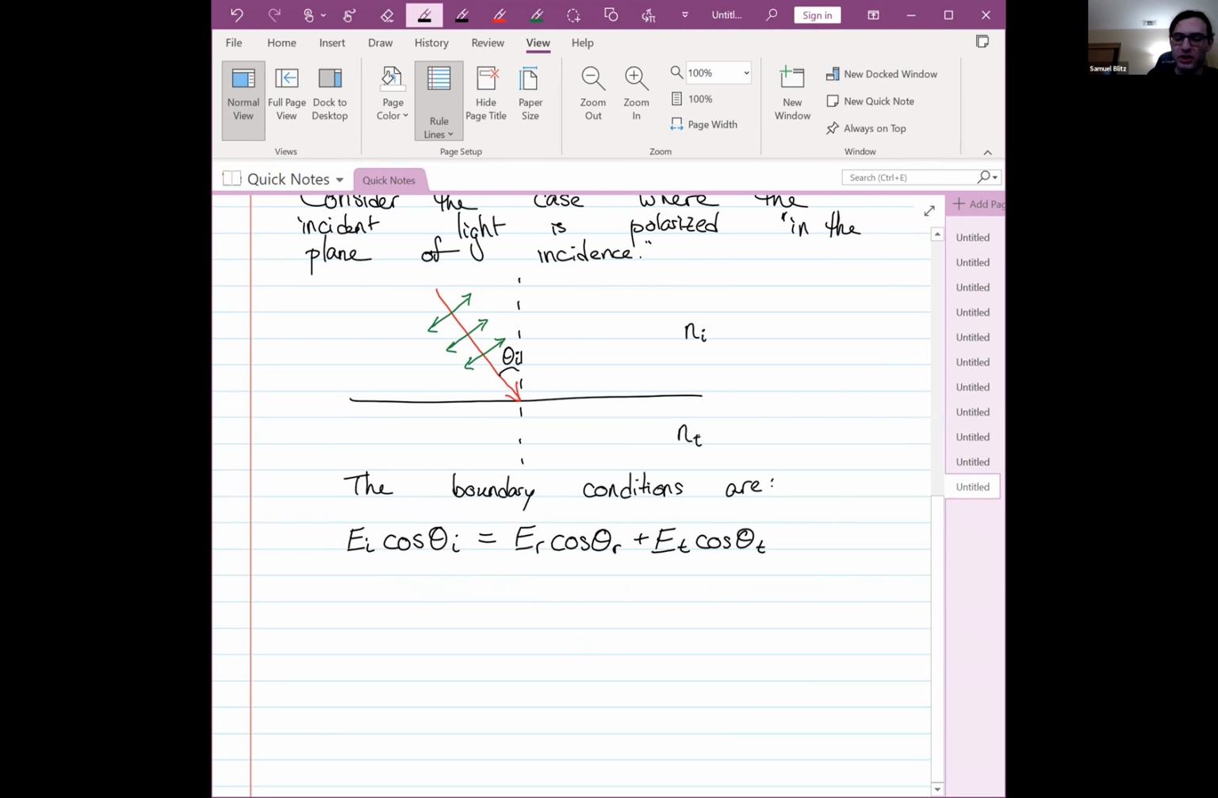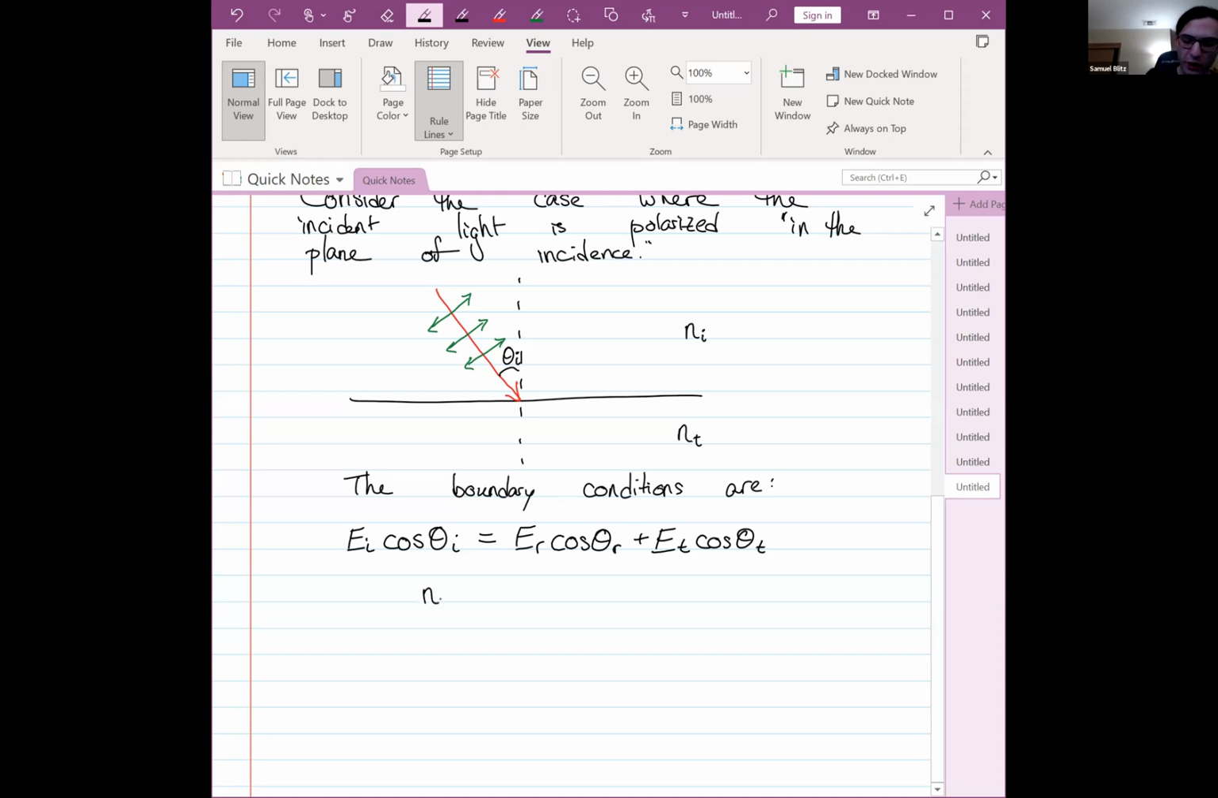By the way, we're going to call these n sub I and n sub T. So n sub T is the transmitted index of refraction, and n sub I is the incident index of refraction. It is the index of refraction that the light starts in.